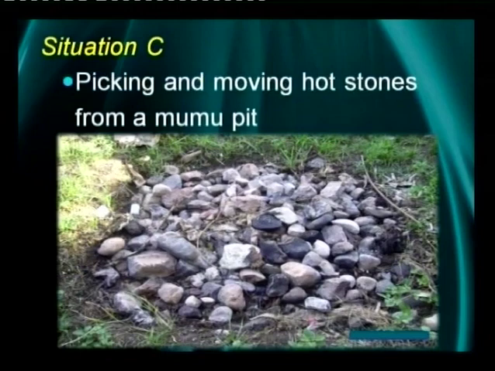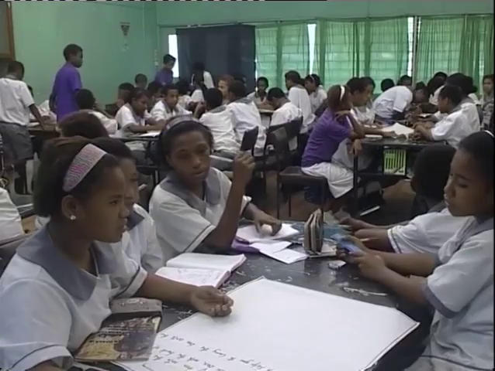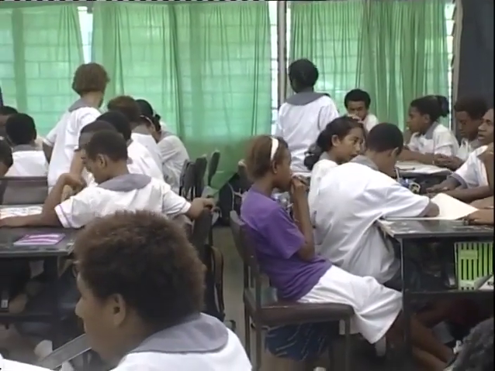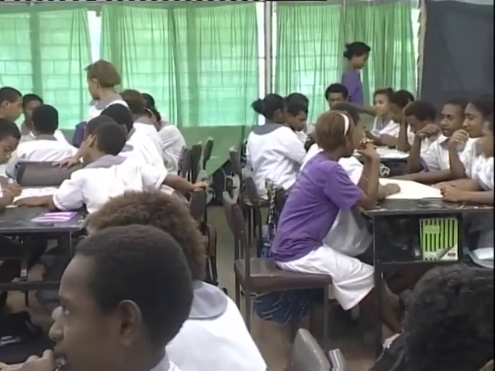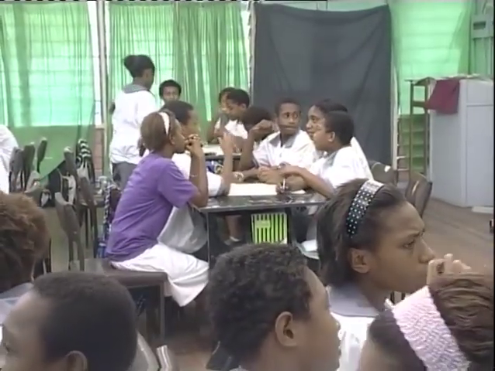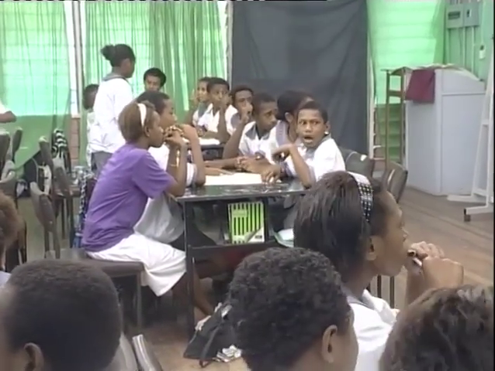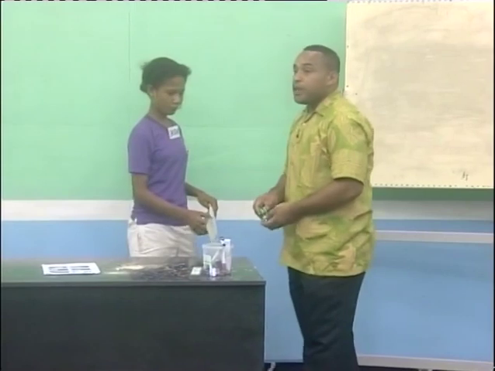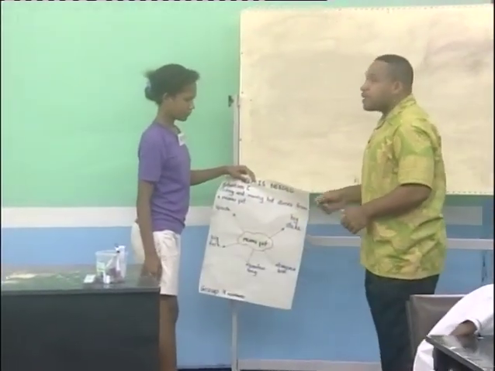Okay, I think group 9 has already completed the activity. Group 9 group members, may one of you come to the front and present the things that you wrote on the chat. Okay, thank you, Christine. Class, look in front. Christine will present to you some of the ways that they've come up with on how to solve situation C.